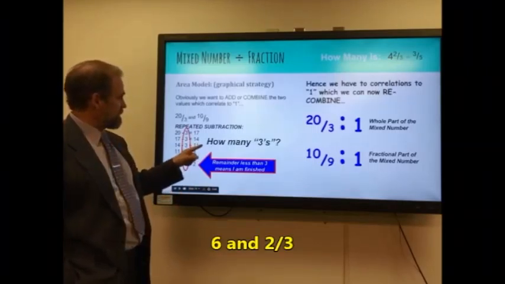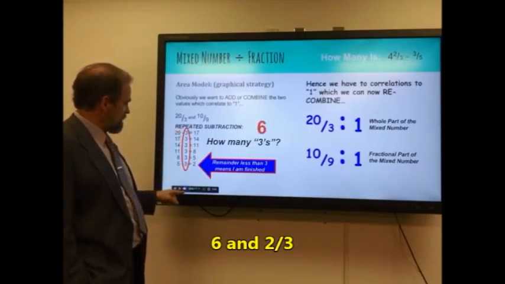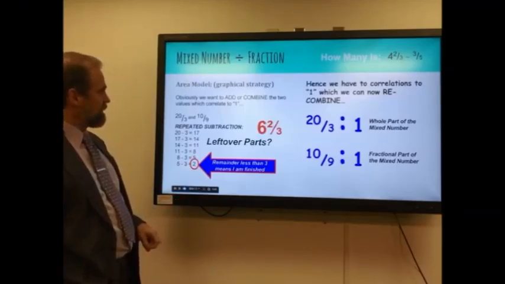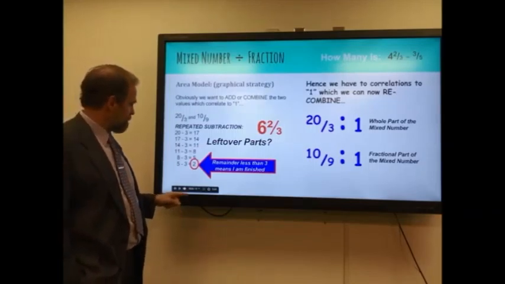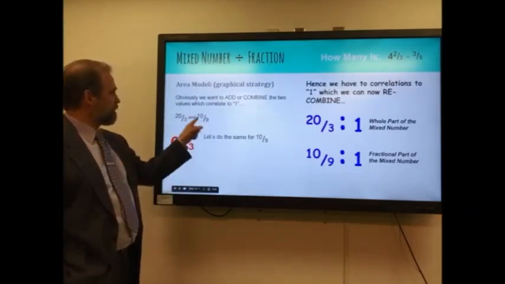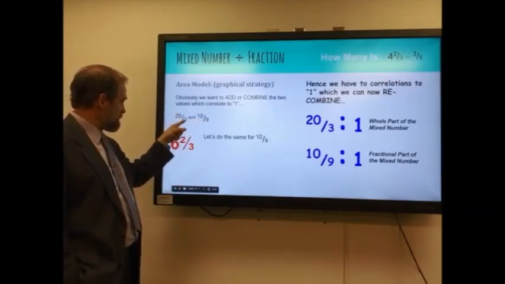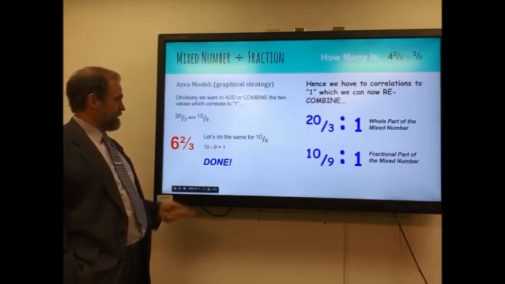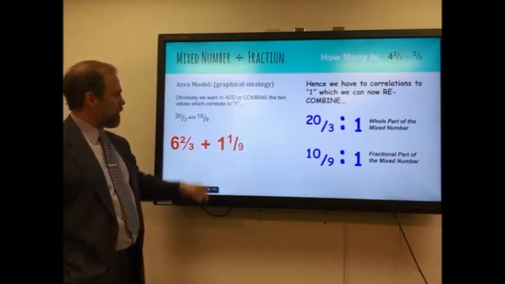So how many of them is that? That's 6. And the leftover part is 2/3. Okay? So that's what 20/3 is. It's 6 2/3. All right? And now we're going to do the other thing for 10/9. So 10 minus this 9. Oh, it only happens once, and I'm done. It goes in once with a remainder of 1. So that is going to be 1 1/9.